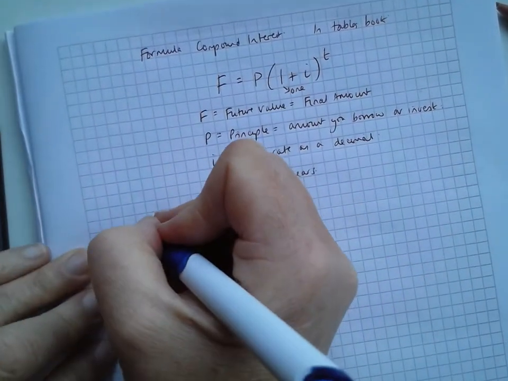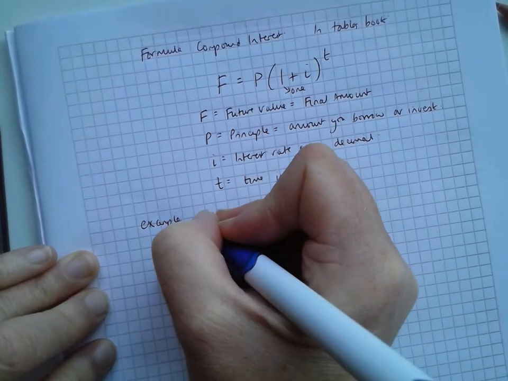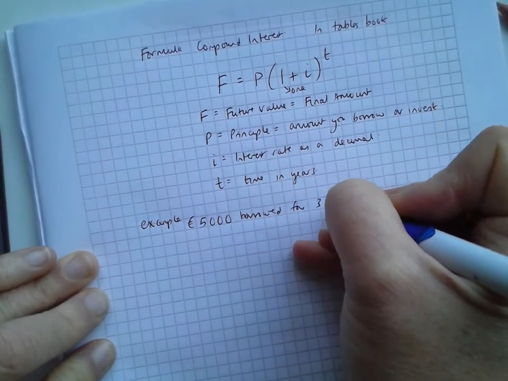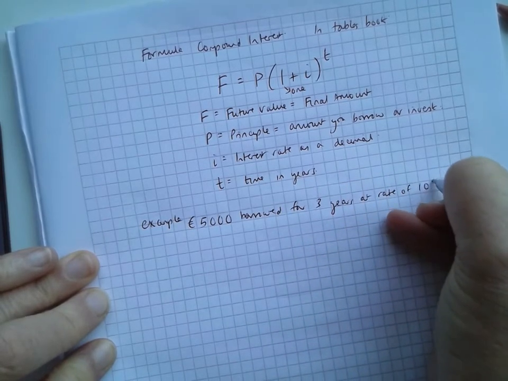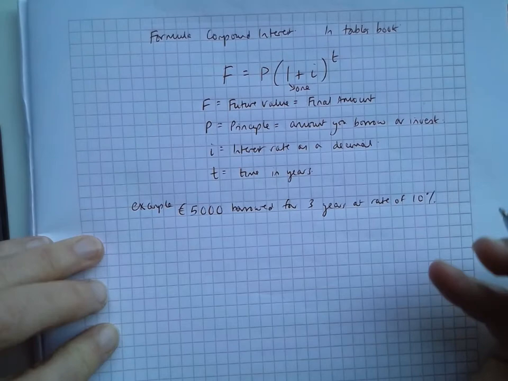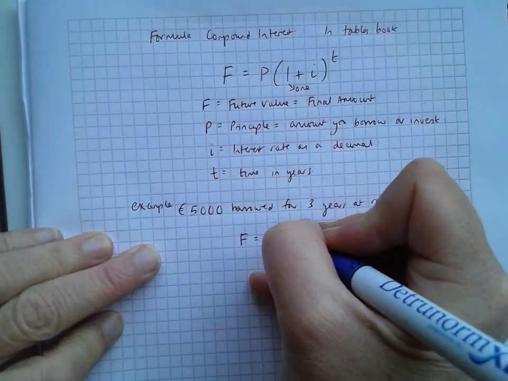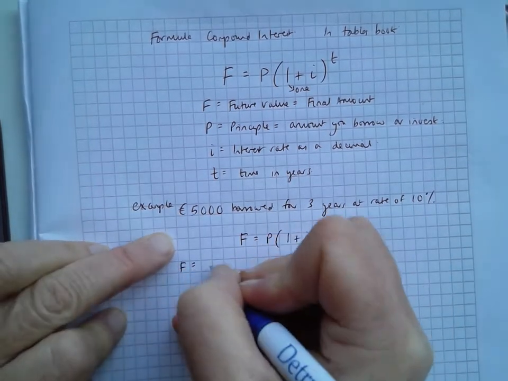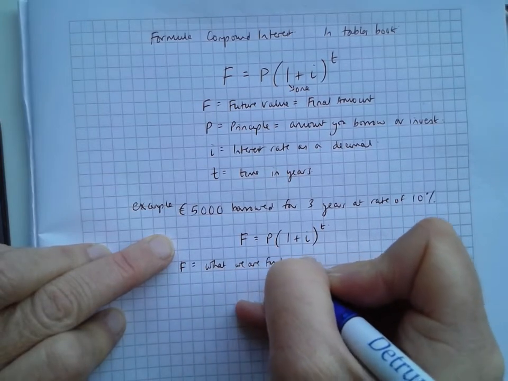So example, €5,000 borrowed for 3 years at a rate of 10%. Okay, so let's fill in these values here. This is our formula we're going to use. F is equal to P by 1 plus I to the power of T. So F is what we're trying to find, the future amount.